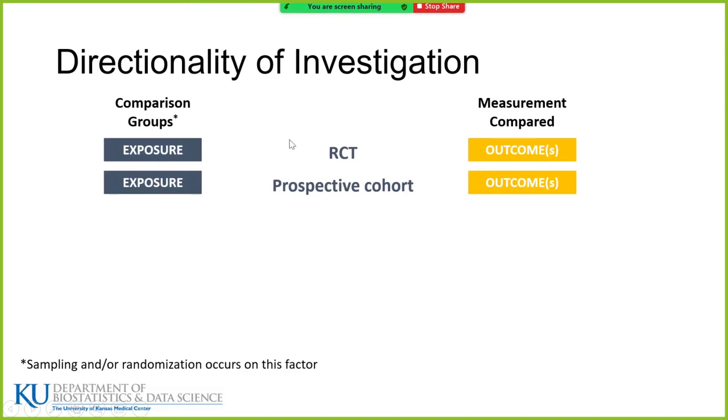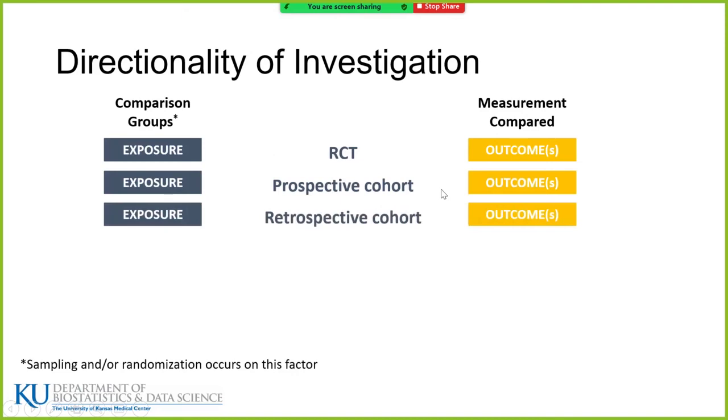So for this reason, those two are identical in nature. They're both forward directionality. Retrospective cohort, same. We're sampling based on whether or not individuals were exposed and looking for differences in their outcomes. Here's where we flip-flop. Case control is sampling based on outcome.